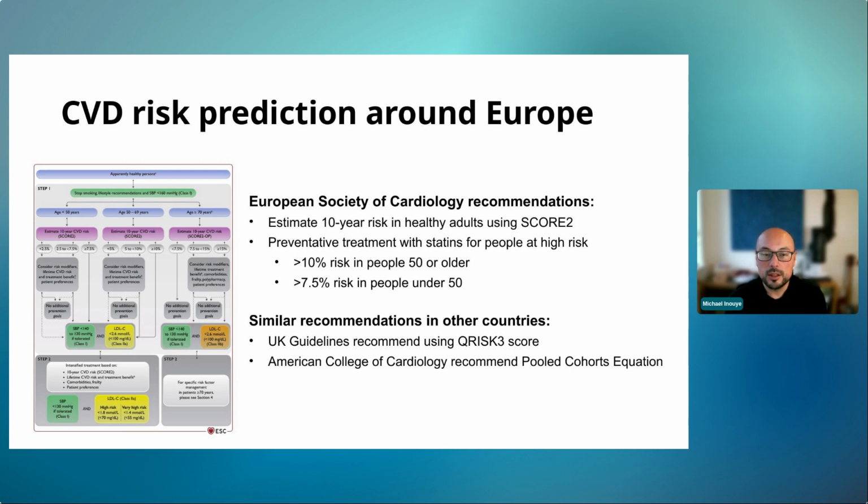So there's a long history of cardiovascular risk prediction right around the world. I'm giving just a key example here from Europe, but there's also UK specific, US specific, and many countries have their own schema. Within Europe, the European Society of Cardiology has a series of recommendations which depend on a particular risk prediction algorithm called SCORE2. That algorithm essentially predicts 10-year risk of a cardiovascular event in individuals who are otherwise not on preventative therapies, particularly lipid-lowering medications.